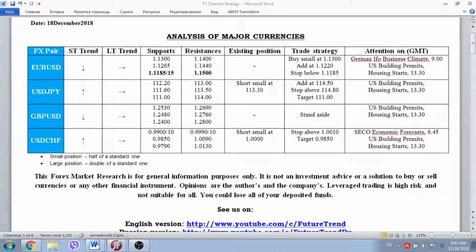We call these pairs major currencies, and it's normal from the point of view of the theory of financial analysis in the currency market. That's euro dollar, dollar yen, sterling dollar, and dollar Swiss. And of course we need to discuss these currencies, especially right now, just before the decisive and very important event of this week, the Fed's meeting that's scheduled for tomorrow.